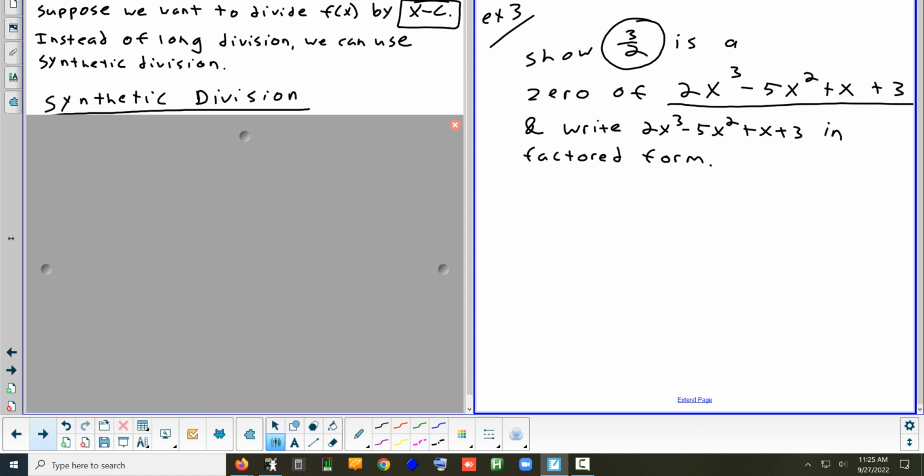So instead of showing that 3/2 is a root, does anybody remember what else that means? If 3/2 is a root, then it means 3/2 is a 0. It means 3/2 is an x-intercept. But I'm thinking of the fourth way we mentioned it. What about a factor? If 3/2 is a root, then what would be a factor? 3/2 minus the constant. Like what would go right here?